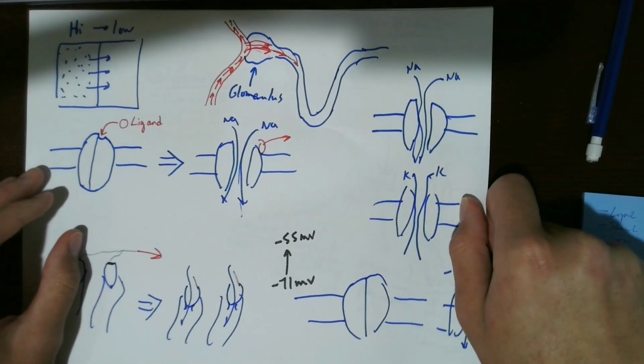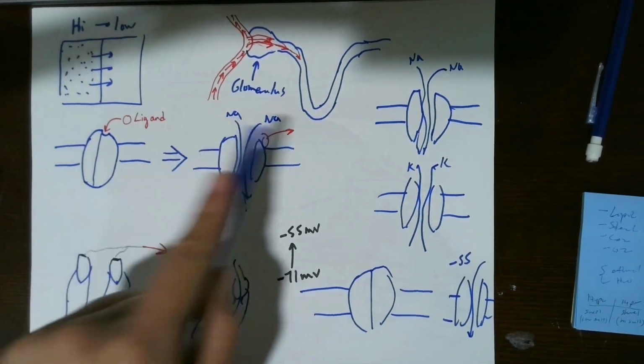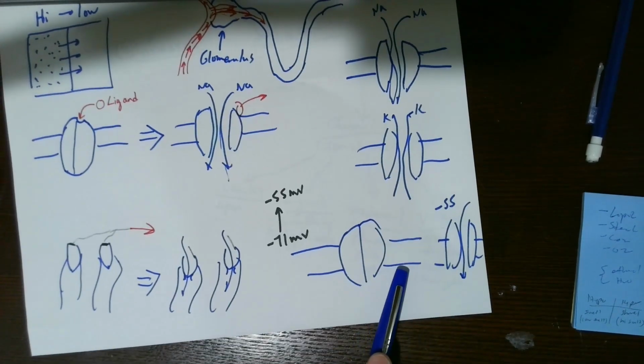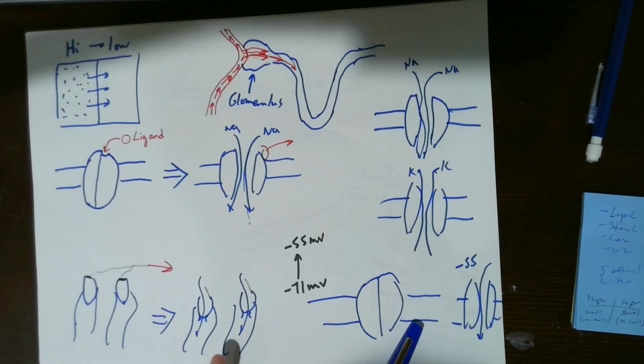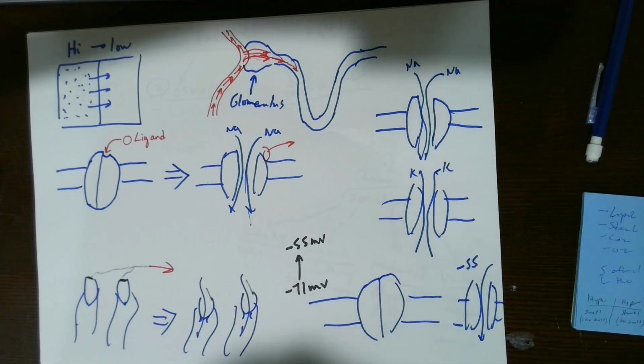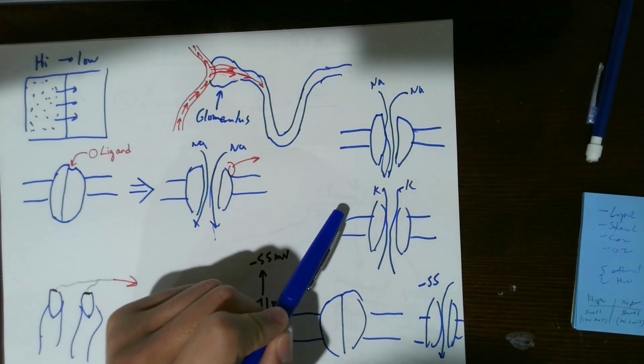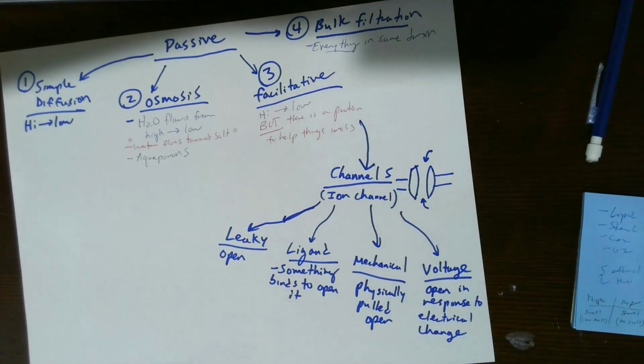Depending on which part of the body you're in, you might have more of one type of channel. Like your neurons, your brain has a lot of these voltage channels down here. The only type of channel that you might not have a lot of is the lead channels. You don't have too many of those in the body, but they are still there. Alright? So those are the channels.